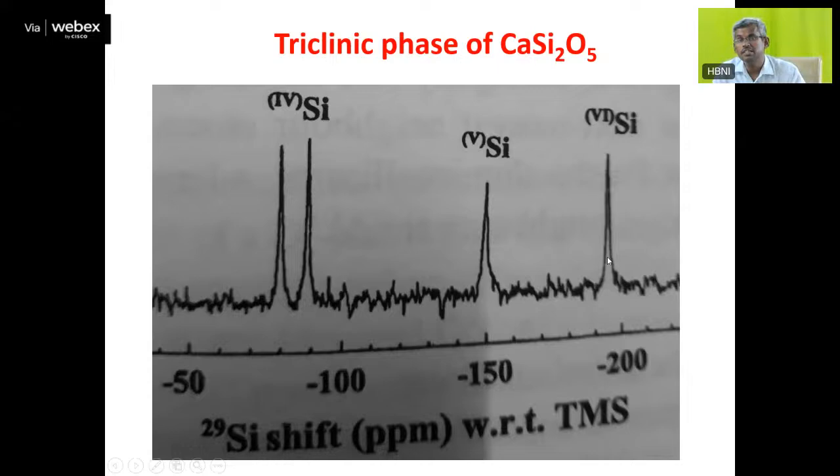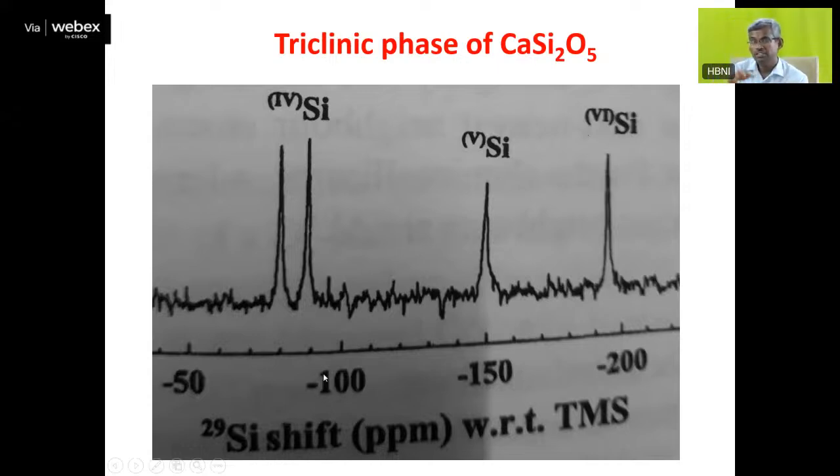The 6 coordinated silicon has 6 oxygens, so 6 covalent bonds are there. So the electron density around the 6 coordinated silicon is much higher. That is why we get a more negative chemical shift value. It comes around minus 195 or something, whereas 4 coordinated comes around minus 150, and 5 coordinated and 4 coordinated come around minus 100.